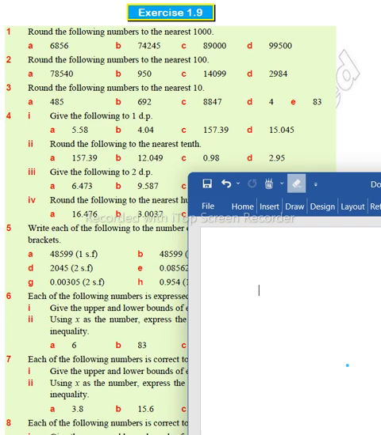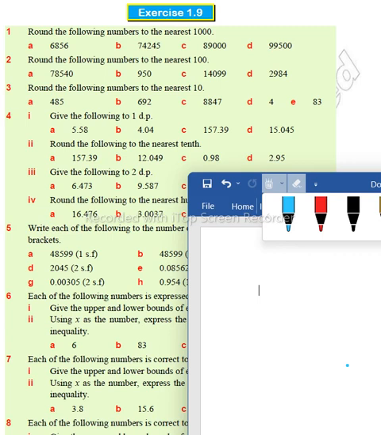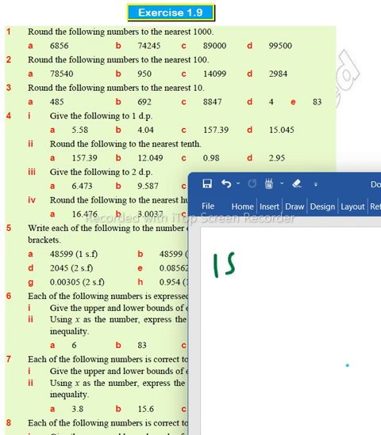Round the following to the nearest ten. Let us write the first question. The first question says 157.39. So we have to round. This is the same as one decimal place. We have to see 3. This is tens.